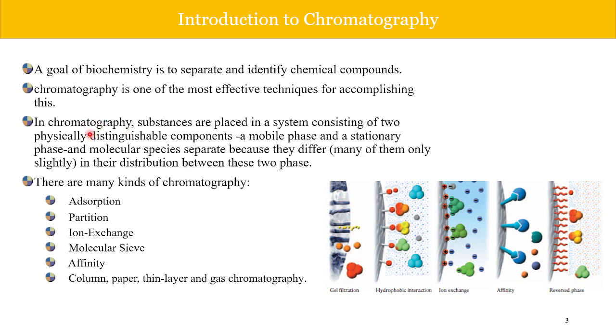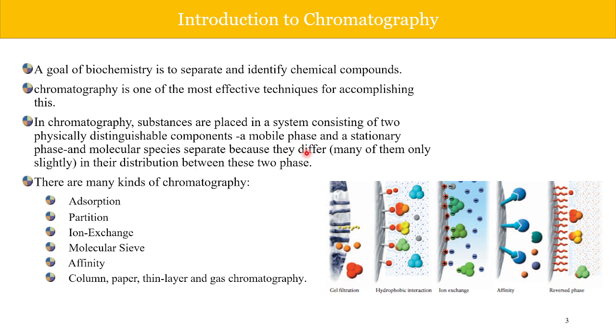So what do we do in chromatography? In chromatography, the substances are placed in a system consisting of two physically distinguishable components, in which one is the mobile phase and the other is the stationary phase. What are these two phases, and what are the characteristics of these two phases? I will be coming to it in my later slides with the later chromatographic techniques. The molecular species separate because they differ. How do these molecular species differ? Some may have different density, some might have different molecular weights, some might have different sizes. Also, if we are running gels, then we can tell whether the protein is folded or unfolded.